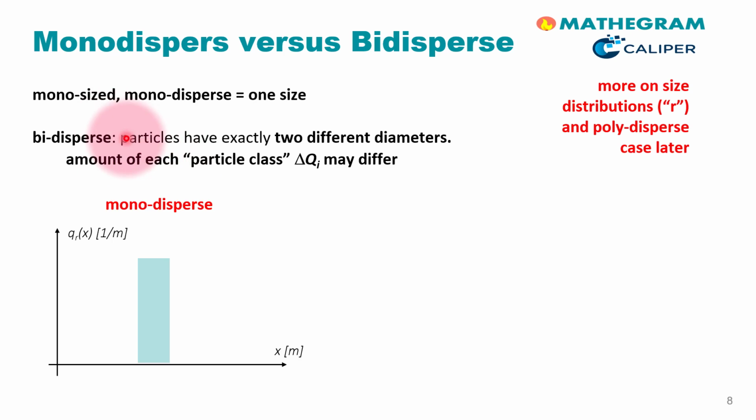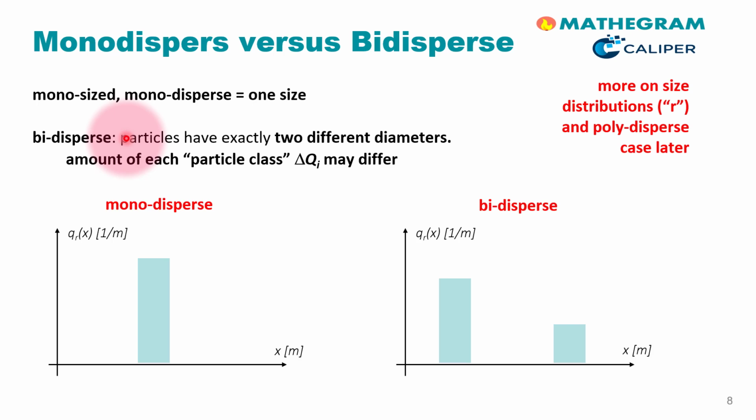Also, we need to define another parameter that is less obvious. This is the relative amount of each particle. We will later call it a class in such a bidisperse mixture. The corresponding distribution is illustrated on the bottom right. As you can see, not only the sizes may be different, but also the amounts in each class.